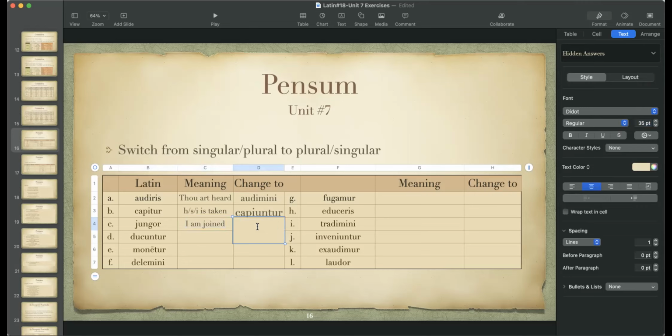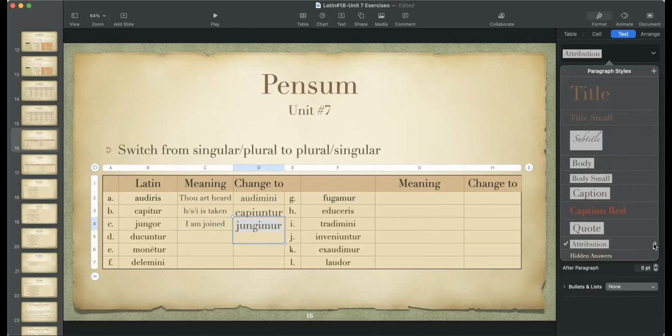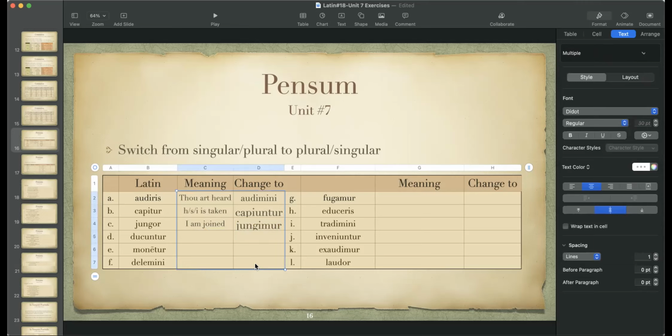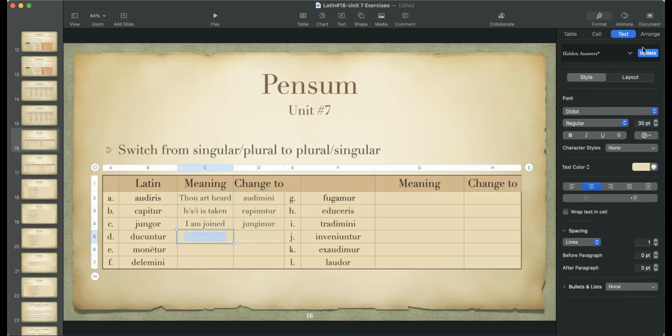I shouldn't highlight it because then you can see it. Yes. Yep. All righty. Interesting. And I'll fix the sizes here. There. Ducuntur. No, it is not younger. Ducuntur. They are being led. Or they are being led.